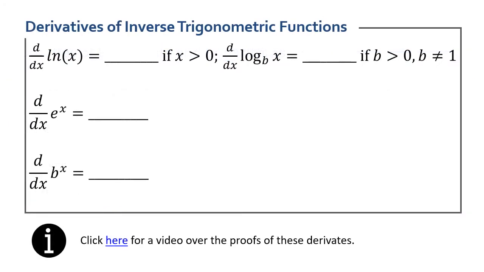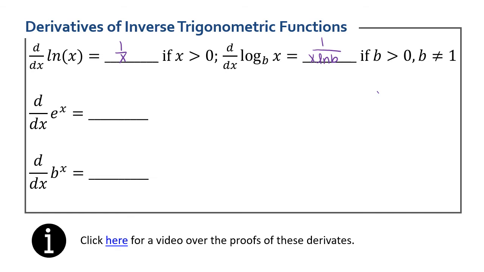So the derivatives of inverse trigonometric functions, and if you're wanting to find the proofs of these, they're pretty cool. You can find the video of them by clicking on the link in the PDF of these video notes. To find the derivative of the natural log of x, that is 1 over x. The derivative of log base b of x is 1 over x natural log of b.